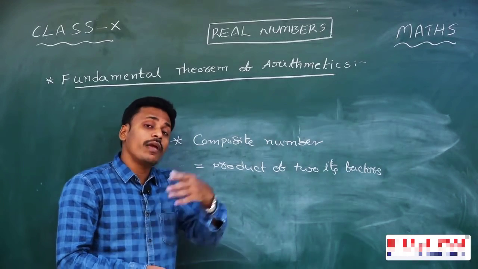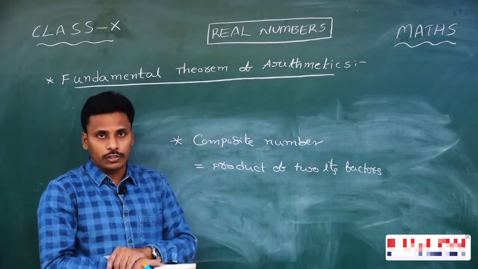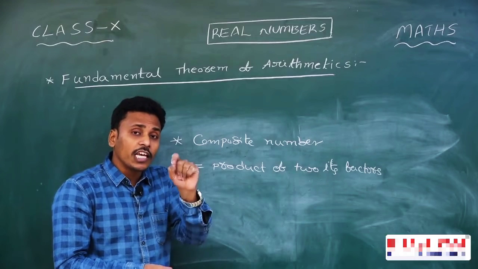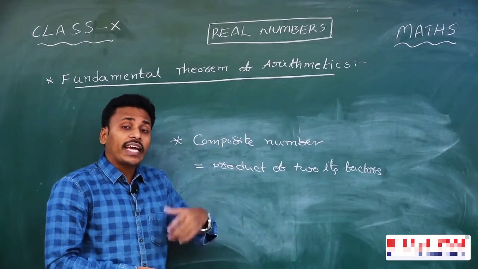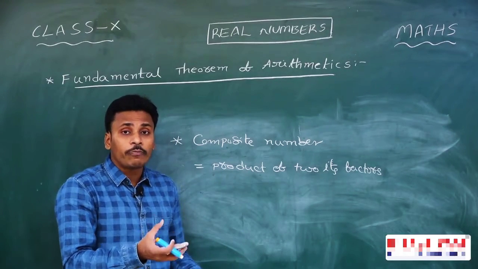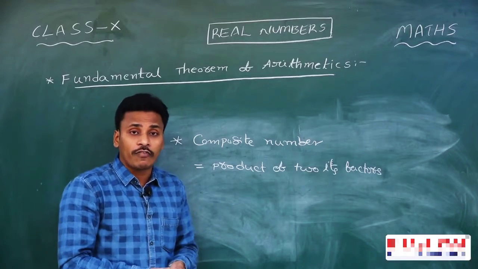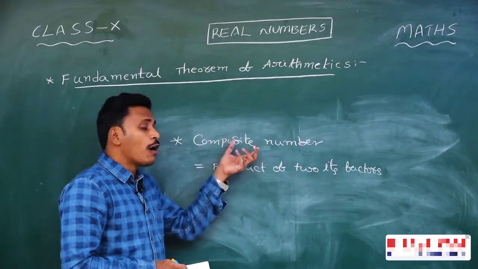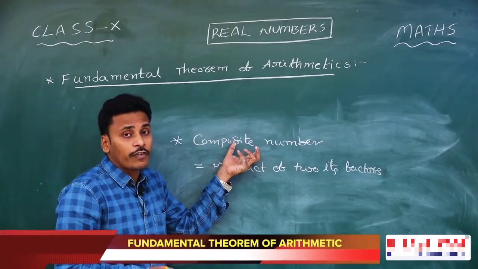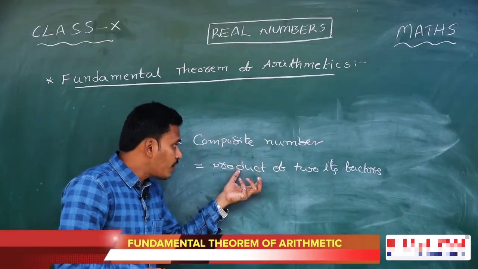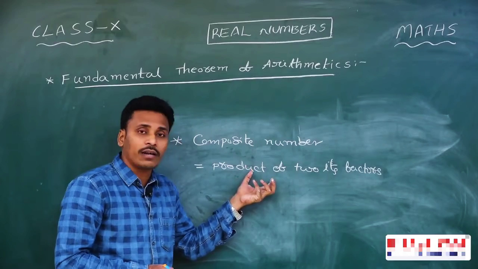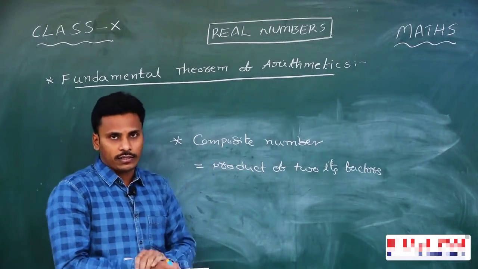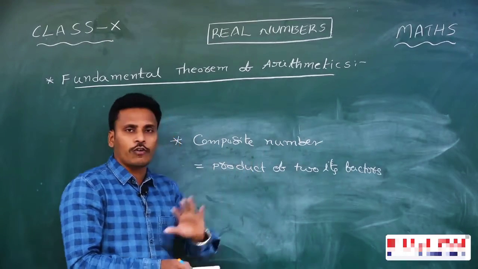The factors may be prime or may be composite. If there is any composite factor, again you have a chance to split it further as a product of two other factors. Is it right? Just follow what I am saying. I have a composite number. Just by the definition of a composite number, you have a chance to write that composite number as a product of two of its factors.